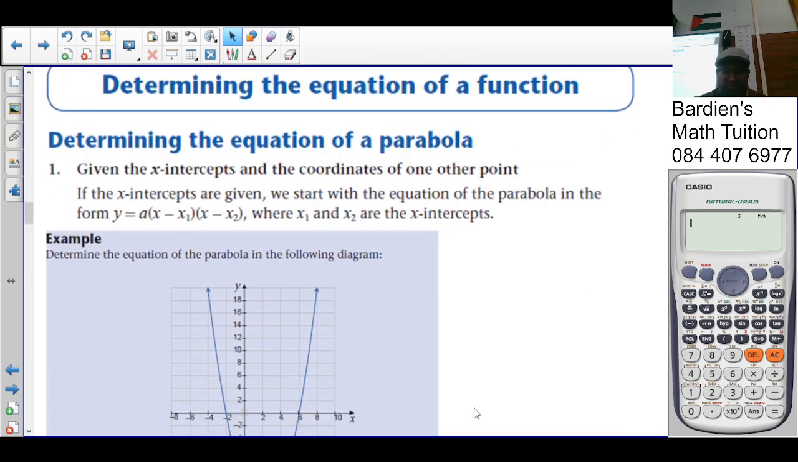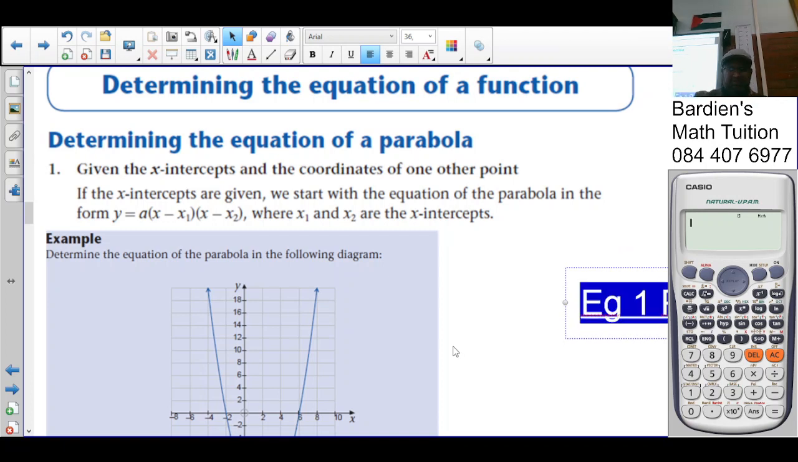And this is on page 158. Here are examples, one on page 158.